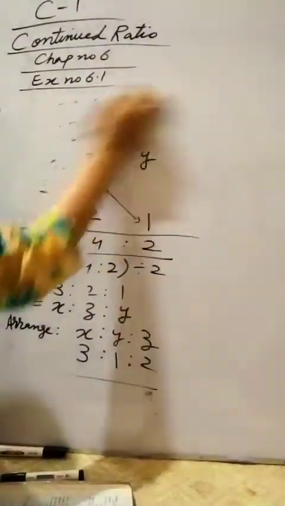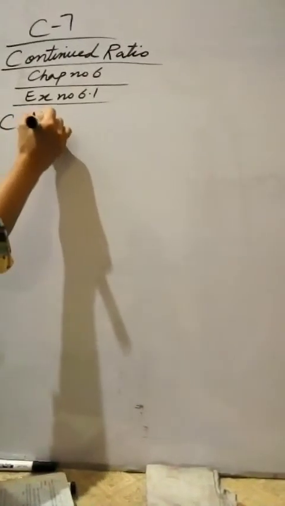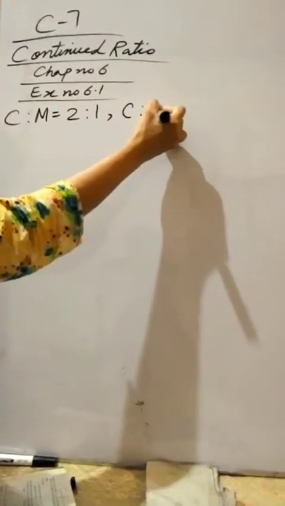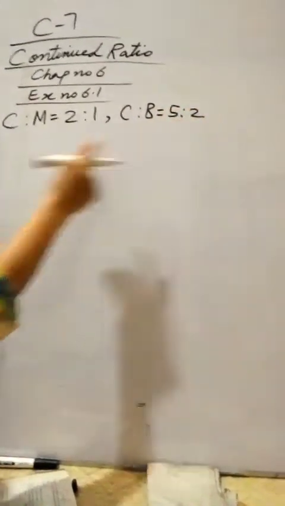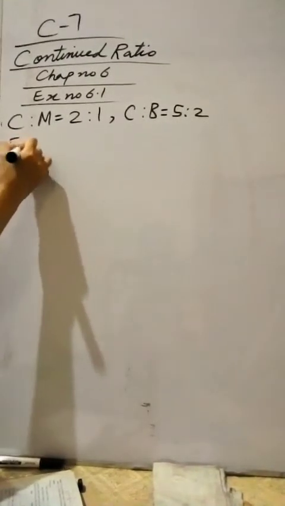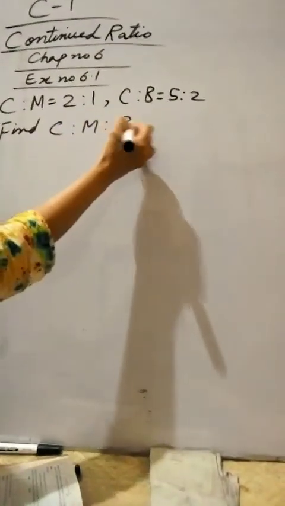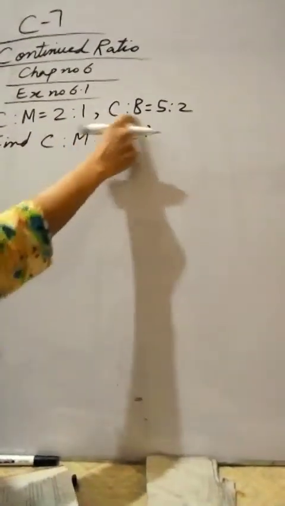Now I am solving the word problems. Let's see, we have a question: according to a survey of people, we have chicken and mutton, with a ratio of 2 to 1. Then we have chicken and beef, and the ratio is 5 to 2. We need to find chicken, mutton and beef.